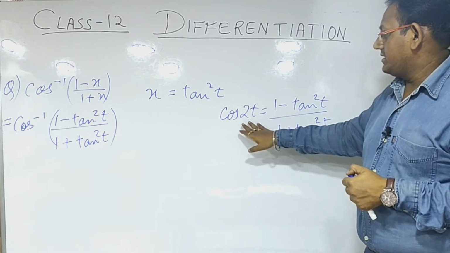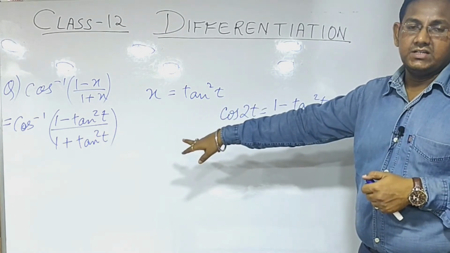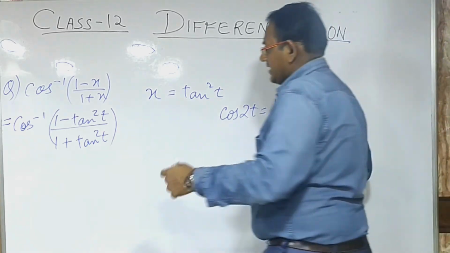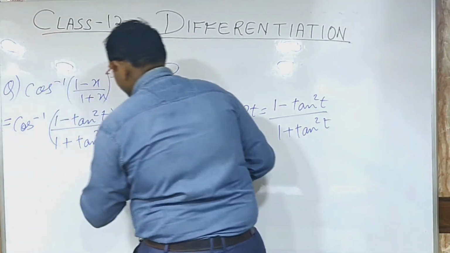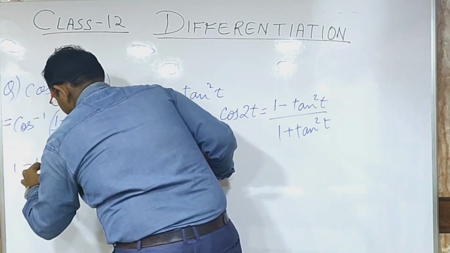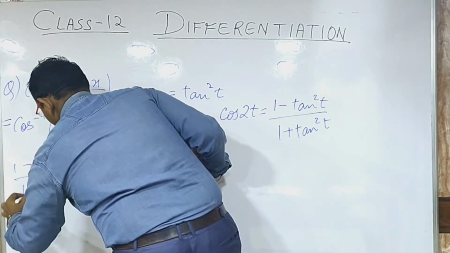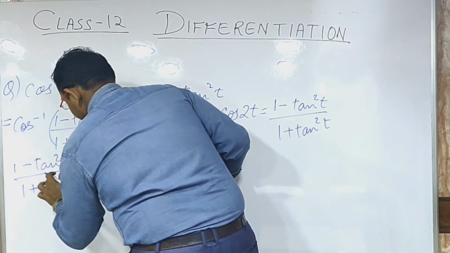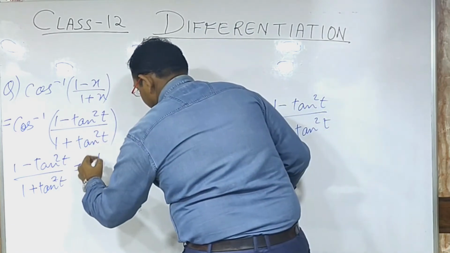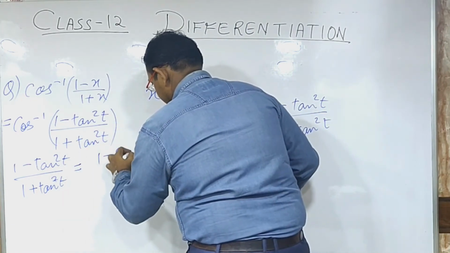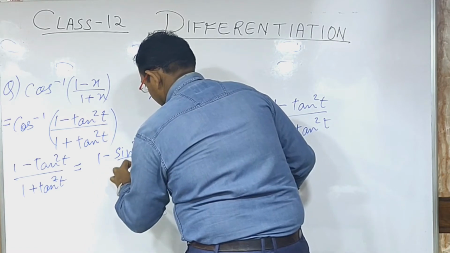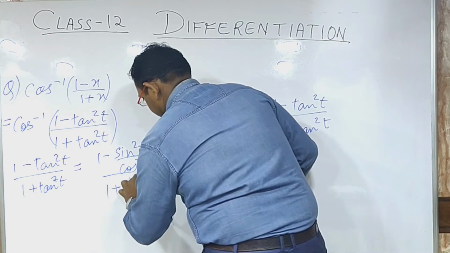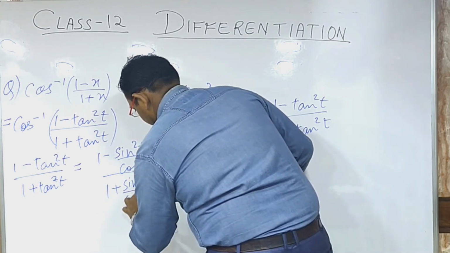If you want, then you can simplify that one further and you can get the result. Let us simplify this one. Let us solve this part: 1 minus tan square t, only that part, 1 minus tan square t by 1 plus tan square t. Now let us simplify this. In this particular case, we can write this tan square t as sin square t by cos square t, 1 plus sin square t by cos square t.